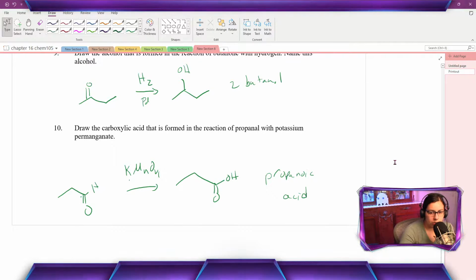All right. Any questions or anything about this material? So just practice drawing your structures.